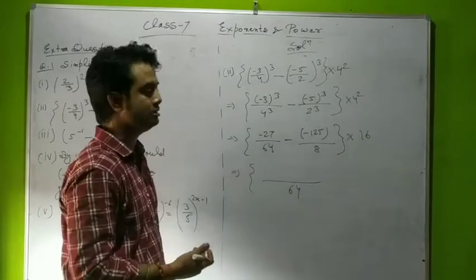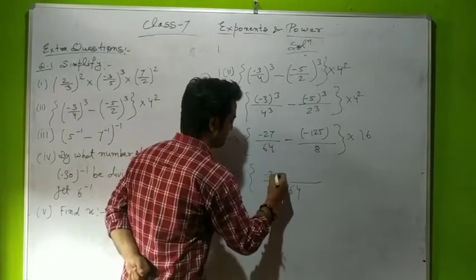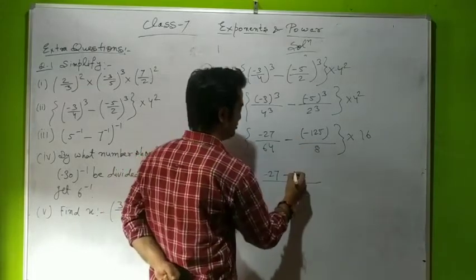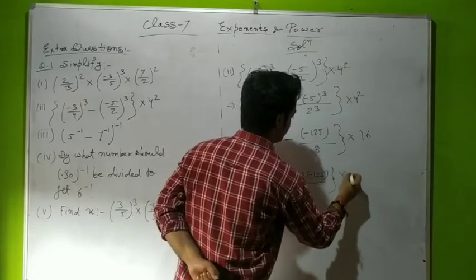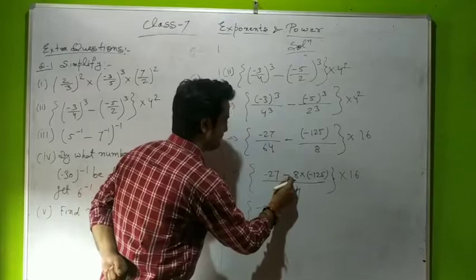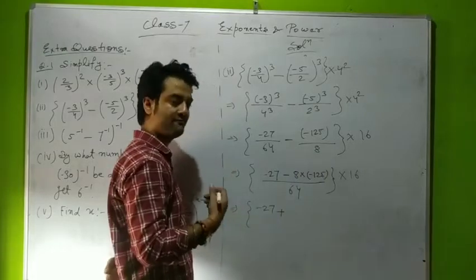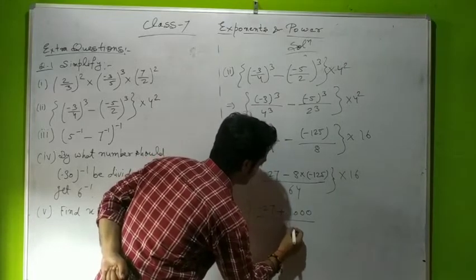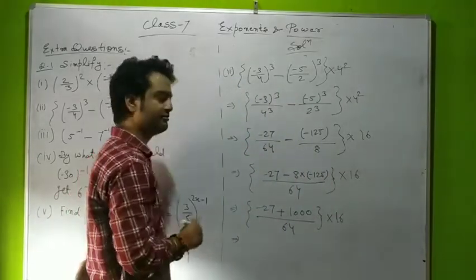I hope you all know how to do the addition and subtraction, as we have studied the chapter fraction and decimal. So this will become what? Minus 27, and then minus 8 8s are 64. So we will get 8 into minus 125 into 16. Now minus 27, minus multiplied to minus gives us plus. 8 multiplied to 125 gives us what? 1000 upon 64 into 16. I hope everything is clear.